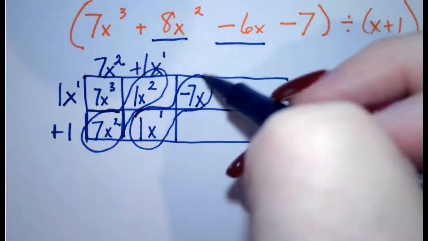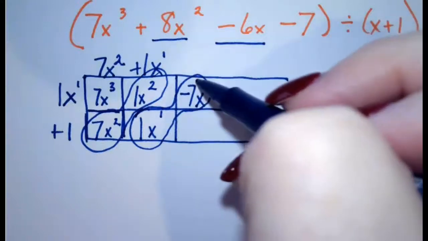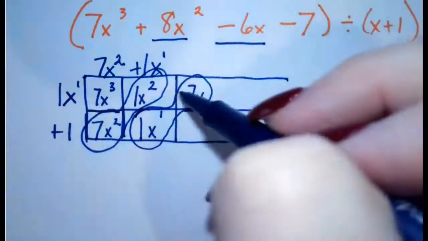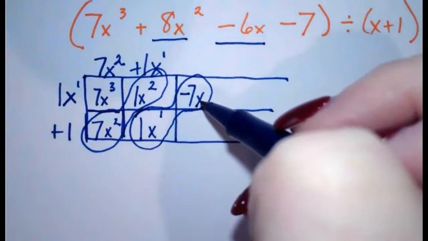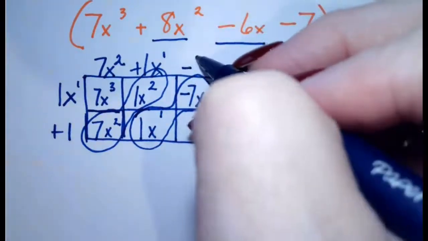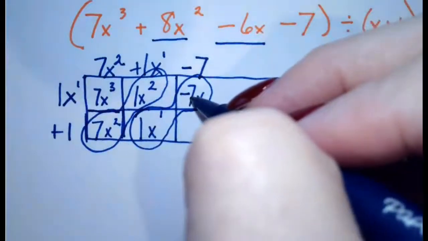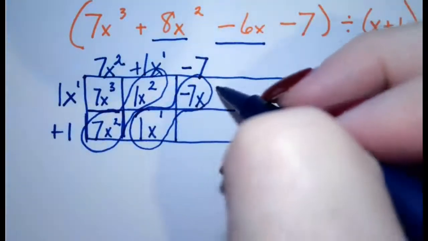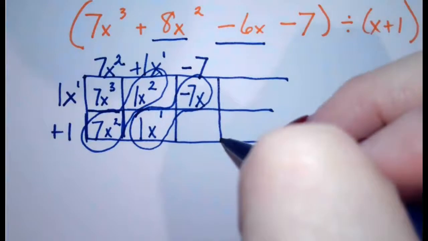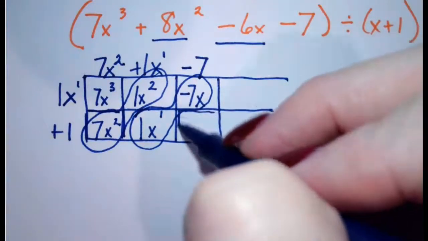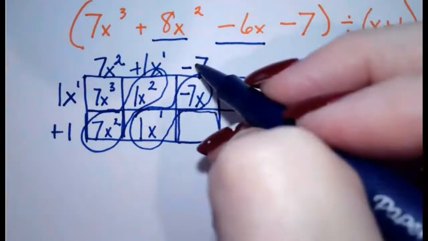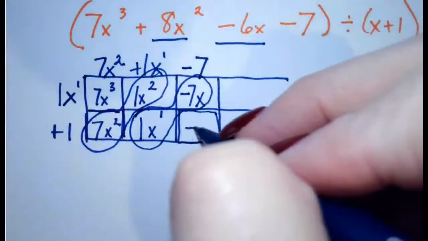I have to put something right here that when you multiply by 1x, I get negative 7x. So if I put a negative 7 right there, negative 7 times 1 is negative 7, and it's got an x, so I'm done. And then I can do this box right here. Negative 7 times 1 is negative 7.